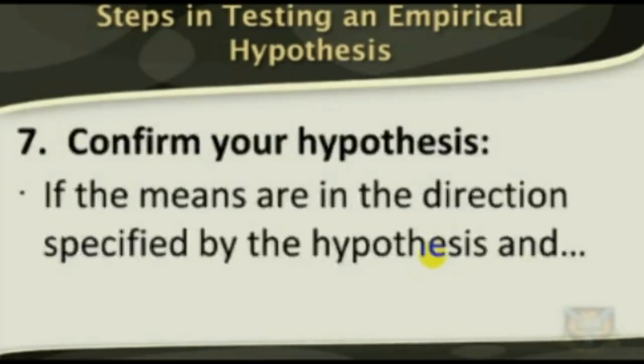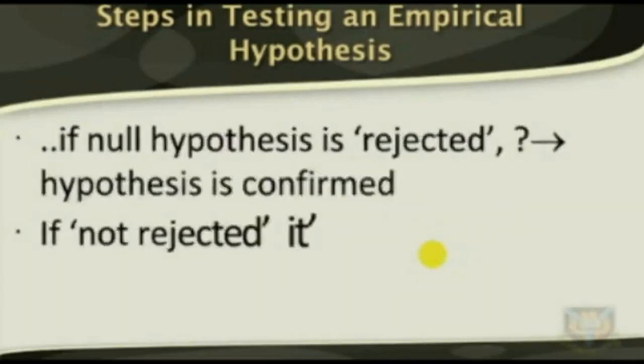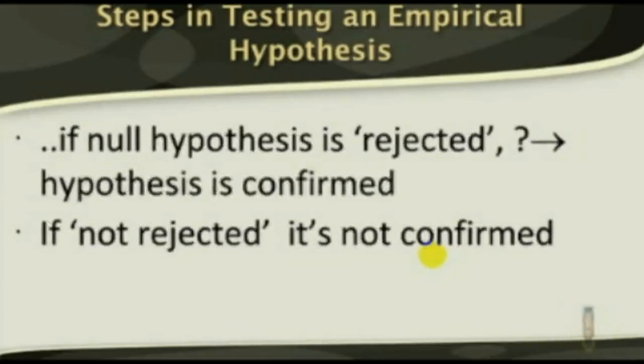7. If the means are in the direction specified by the hypothesis, if the psychology students have a higher mean score than the English students, for example, and if the null hypothesis is rejected, it may be concluded that the hypothesis is confirmed. If the null hypothesis is not rejected, it may be concluded that the hypothesis is not confirmed. Or, if the null hypothesis is rejected, but the means are in the direction opposite to that predicted by the hypothesis, then the hypothesis is not confirmed.